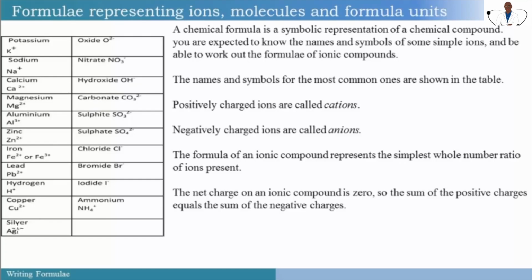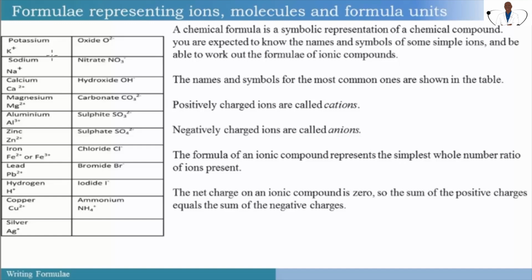And if you choose silver nitrate, then the formula would be AgNO3. Let's do this last one. Could you write the formula for potassium oxide? What did you get? Well, if you got K2O, then you are correct.